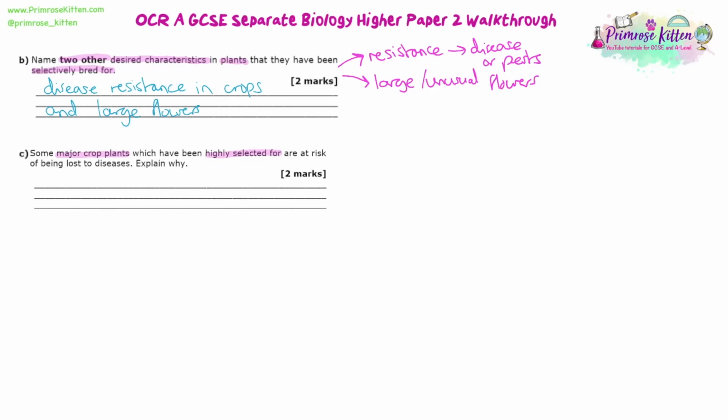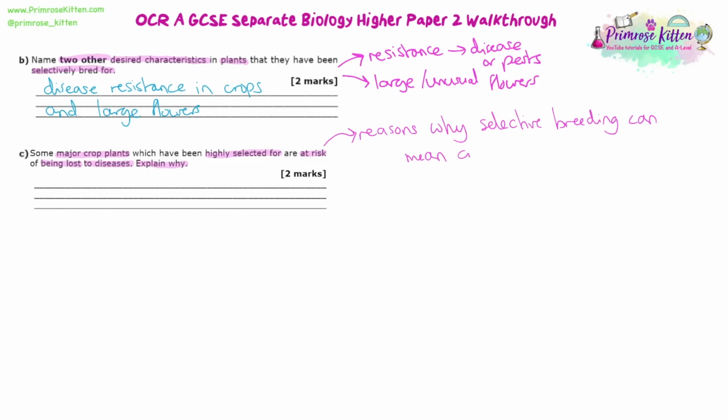So some major crop plants which have been highly selected for are at risk of being lost to diseases. Explain why. So this is saying, give me a reason why selective breeding can mean that some crop plants can be susceptible to new diseases. So obviously if we've selectively bred them to be resistant to one specific disease, they will be resistant to that. But this is more about kind of new diseases that crop up, new pathogens. So why might selective breeding cause this to happen?